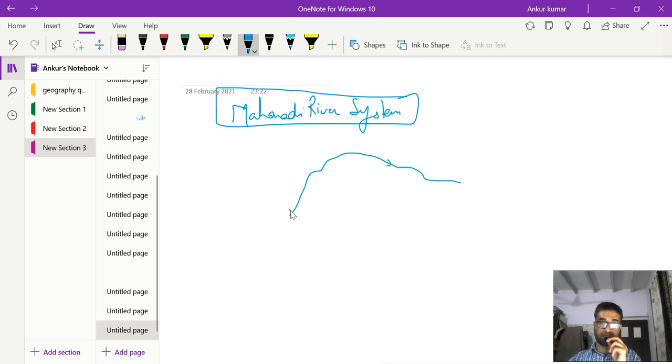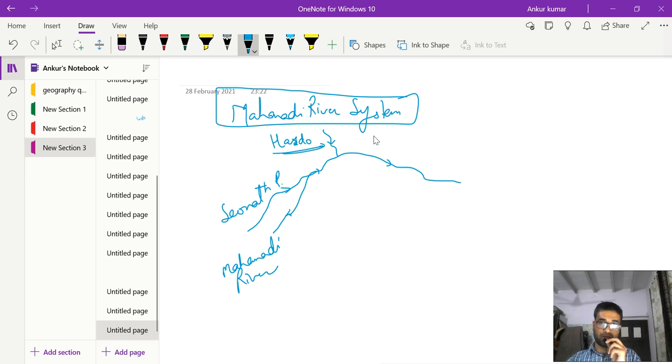This is the shape of Mahanadi River. Okay, this is Sionath River here. This is Sionath River, right? This is Hasdo River here.